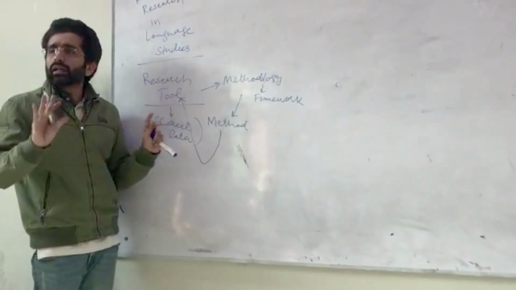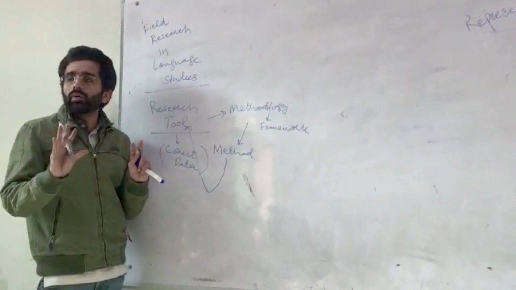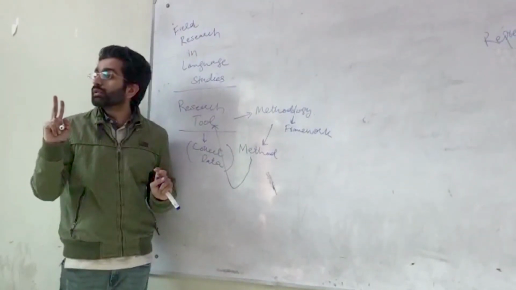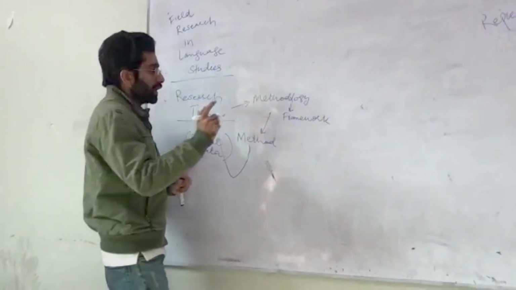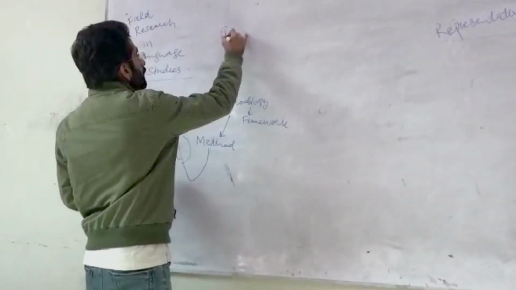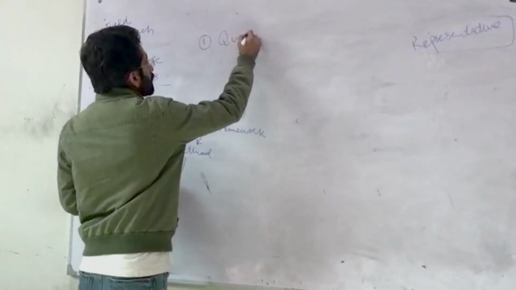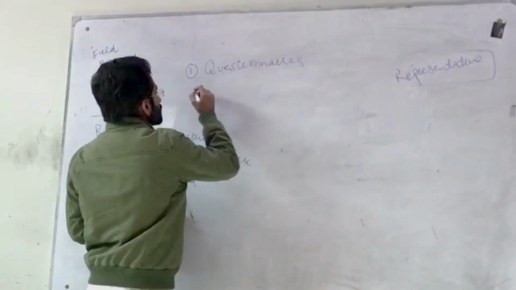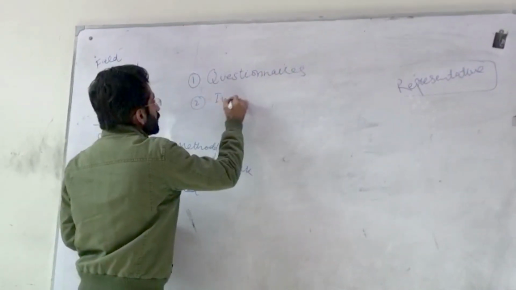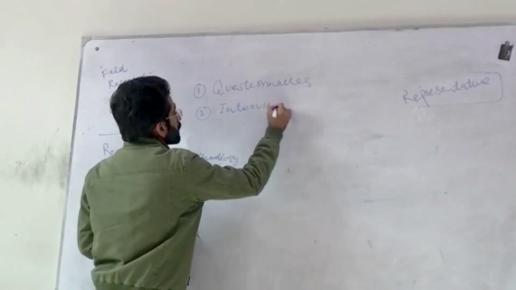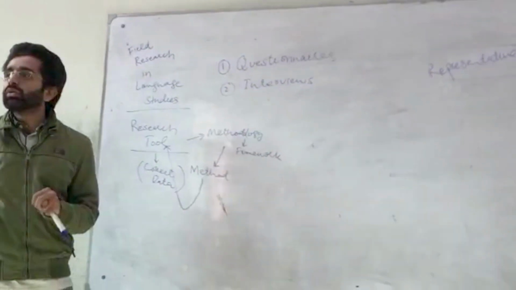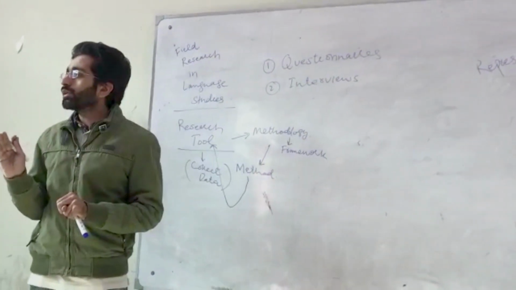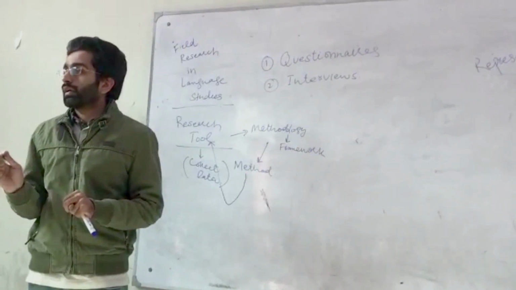But generally, two tools that I'm going to share with you are heavily relied upon in social sciences and humanities. Two tools. What are they? Questionnaires, yes, and interviews. Number one, questionnaires. Number two, interviews. So questionnaires and interviews are two research tools that you rely on in order to collect data.